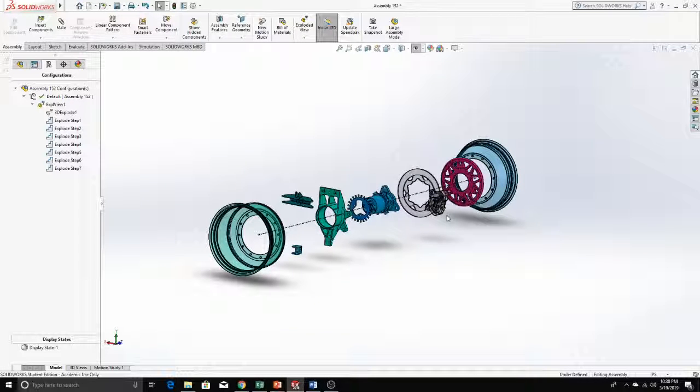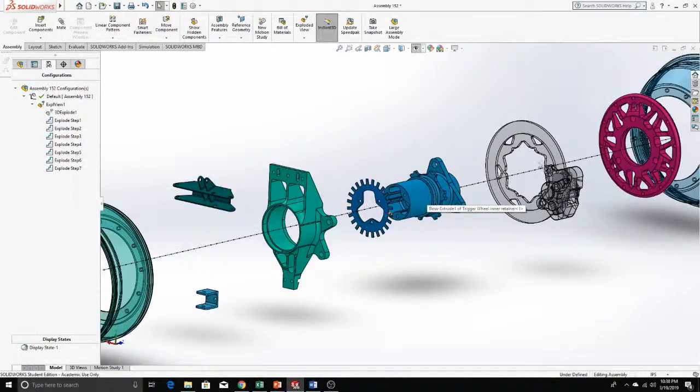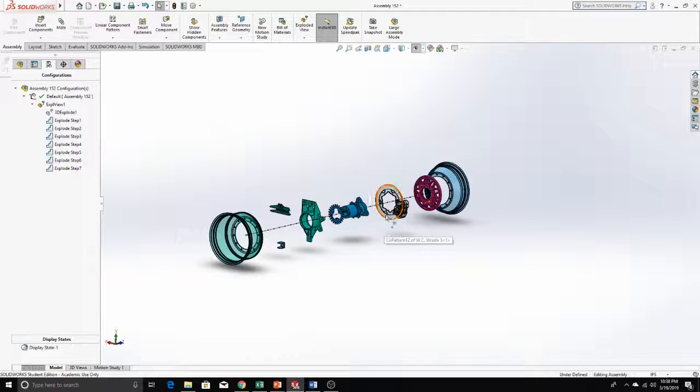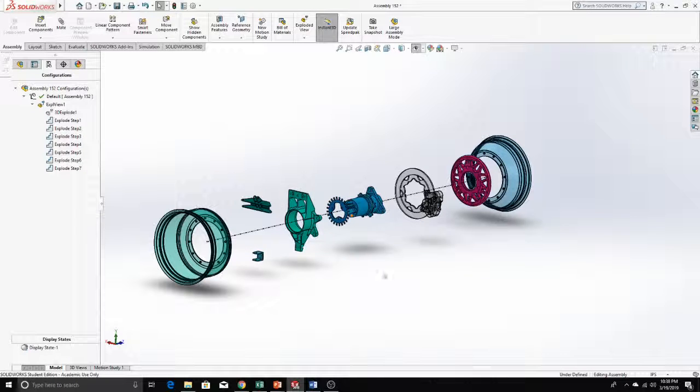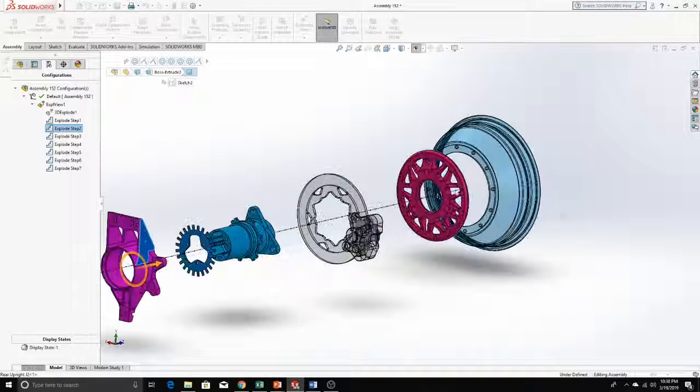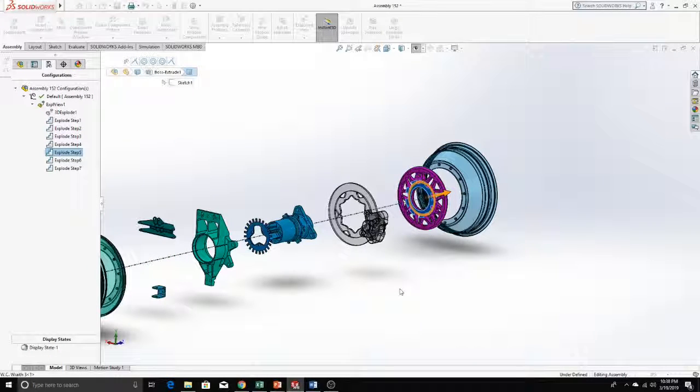Okay, so for our final project, we designed and conducted simulation on three components, namely an upright, a hub, and a wheel center. However, for our project, we only conducted and listed the simulations for two of these components, namely our upright and our wheel center.